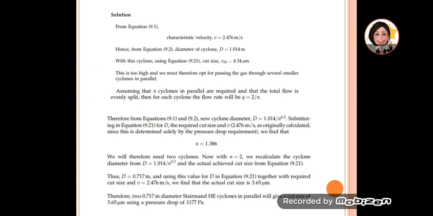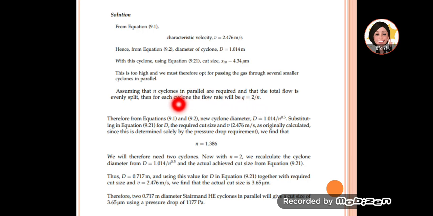So this is too high, and we must therefore opt for passing the gas through several cyclones, so there is more than one cyclone in parallel. That's why the cut size becomes smaller. Assuming there are n cyclones in parallel, the flow rate through each would be the total flow rate, which is 2 meter cube per second, divided by n, the number of cyclones.